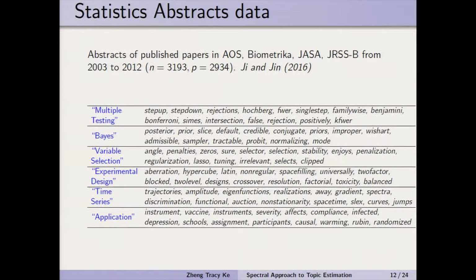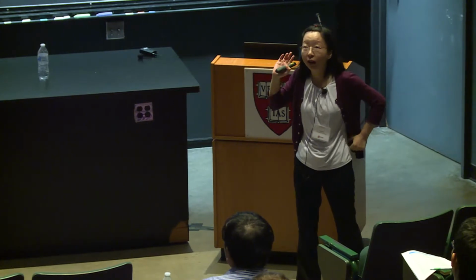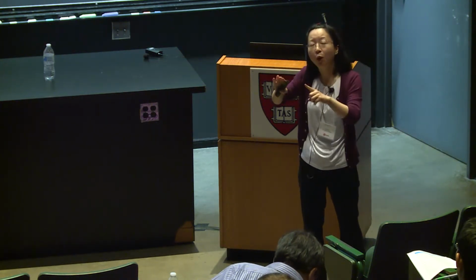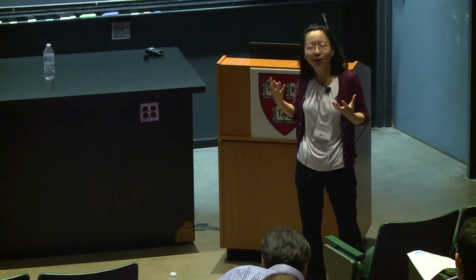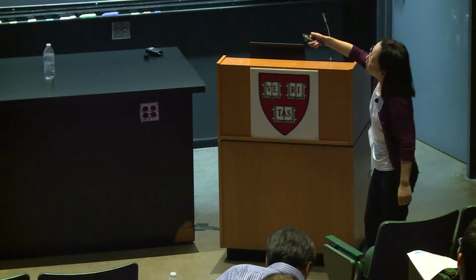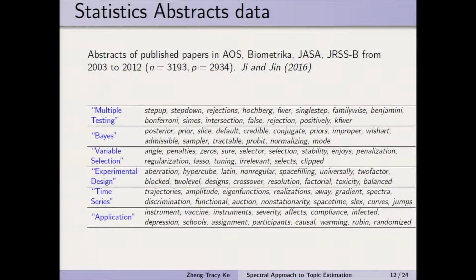It turns out that the reason is that in a very highly cited paper in this area called Sure Independence Screening by Fan and Lv, in the abstract, they said that our method enjoys the oracle property. Then in a lot of later articles which cite this paper, they use the same words there. And for experimental design, you see the words of different designs like Latin hypercube design, aberration design.